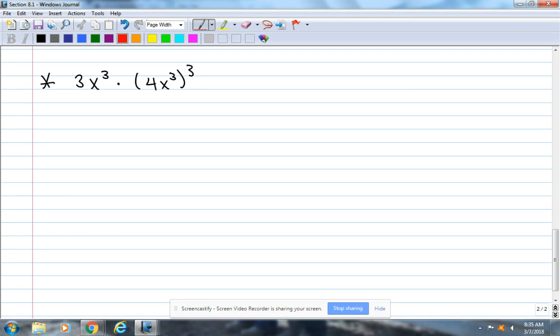Okay, so 3x to the third is not in parentheses, is it? So I'm just going to copy it. And then you got powers going on in the parentheses, so you're going to get 4 to what power? And x to what power? They already have a power, so you multiply. And I'm going to rearrange because I like my common things to be together.